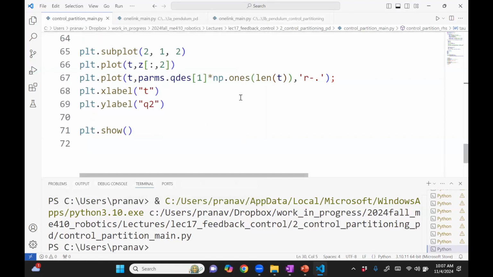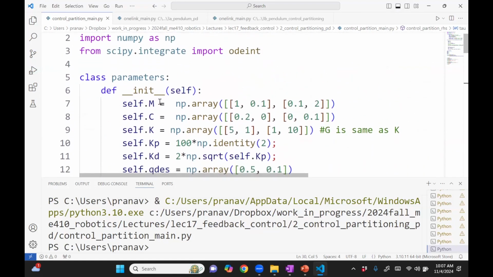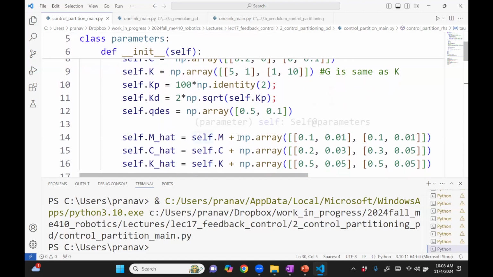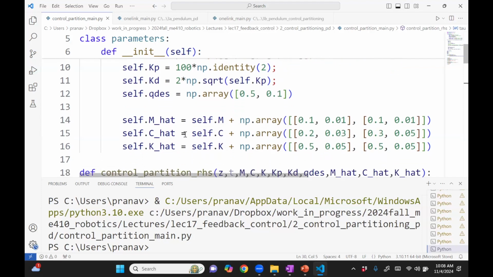Now, remember that I have this M, C, and K, but M hat is M plus whatever. Usually when you look up a spec sheet of, let's say, a manipulator, it gives you the mass, C and K. But the actual mass, C and K would be different because maybe there was a machining or manufacturing defect, or maybe your C hat, for example, that's damping. Maybe there was damping introduced because you lubricated your gears again. So that could change.